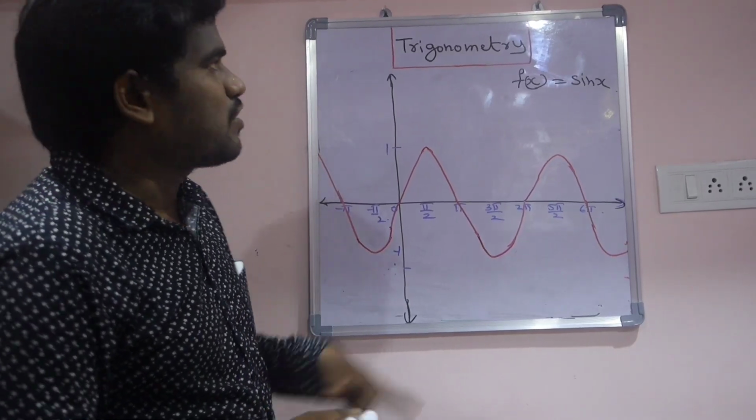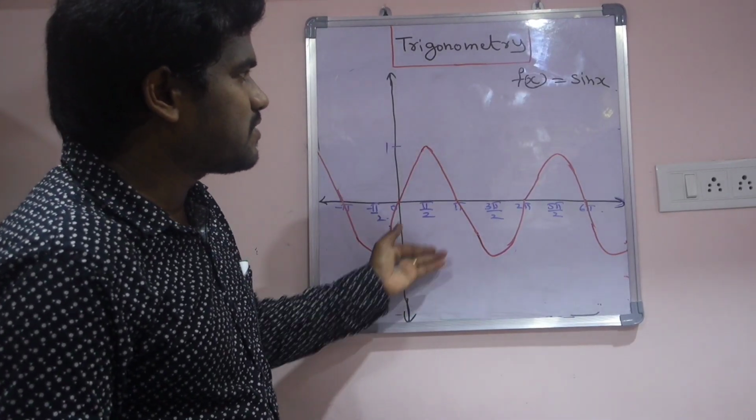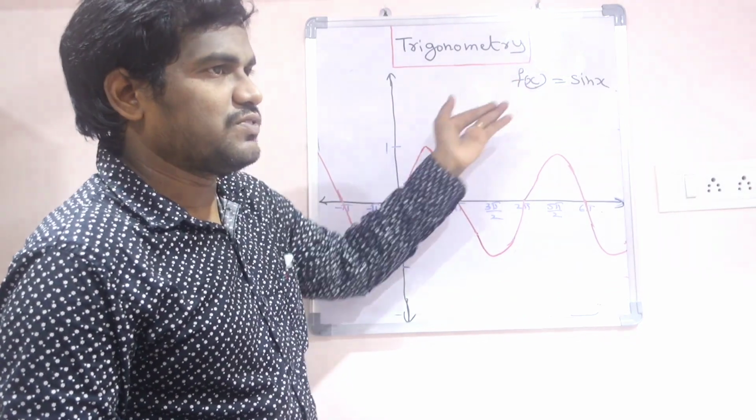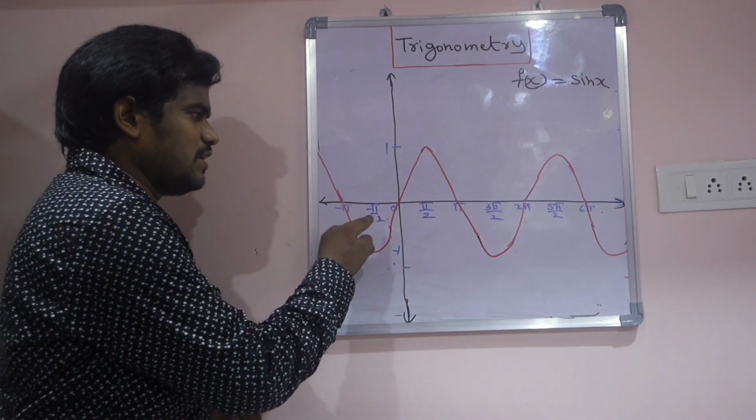Today we'll discuss trigonometry. In trigonometry we'll discuss the graphs. First one is f of x is equal to sin x graph. Sin x graph we can draw. So I have already done it here.